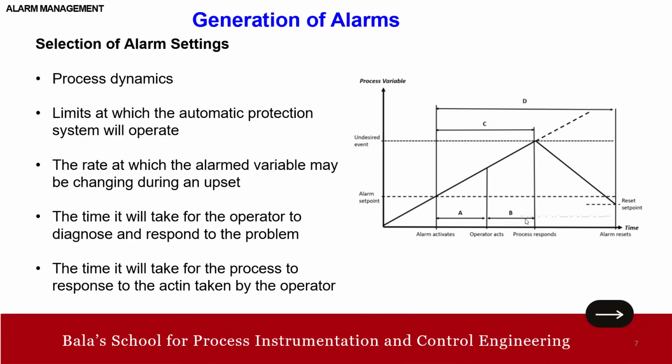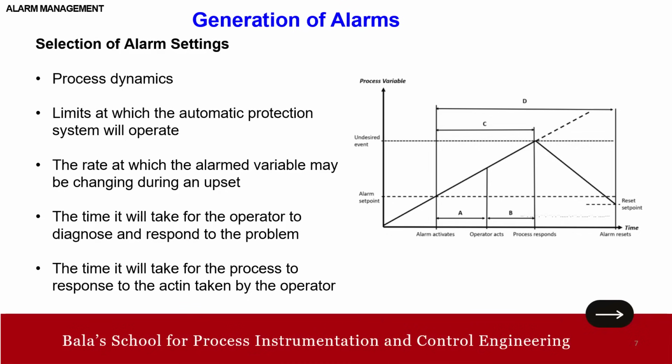After that, the undesired event is going to happen, right? This is the C. So here it activates, okay? Then the process responds, okay? Then this is your undesired event. So the aim of this objective is to define a set point so that A plus B is less than C. That's it. Very simple. So this is what we need to focus on actually.